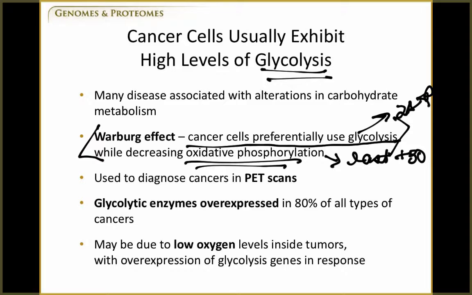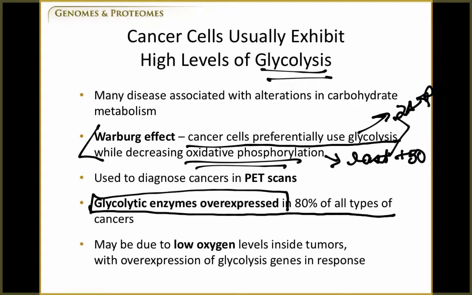And how this works is that in cancer cells, 80% of all cancer lines have an overexpression of the enzymes responsible for glycolysis. So that's how they're able to use glycolysis more than oxidative phosphorylation and not die, because they have so many more of these enzymes. So they're able to make a lot of ATP and thus survive.